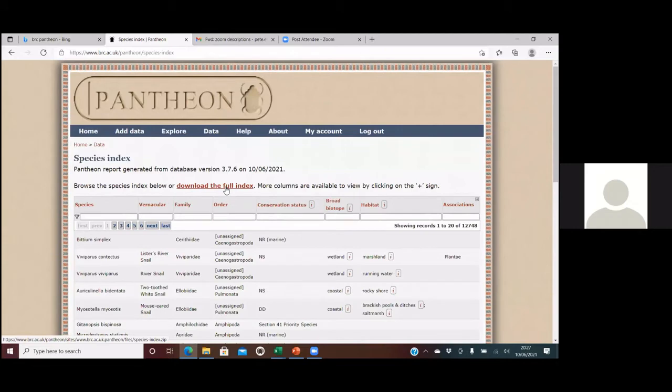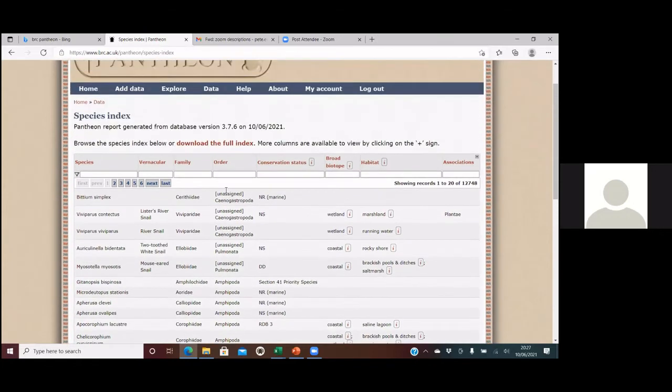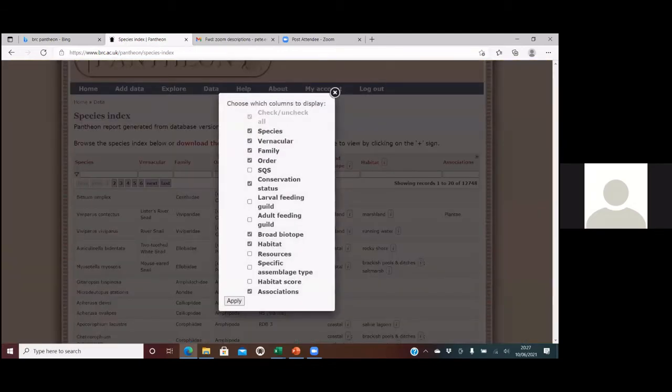Likewise, you can look at how the species are coded. For any table you view in Pantheon, you can alter it around a bit. So if you don't want some of that information in your table, you click on this little cross, and you can click and unclick what's important to you.